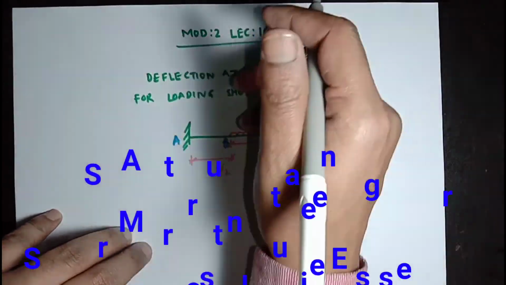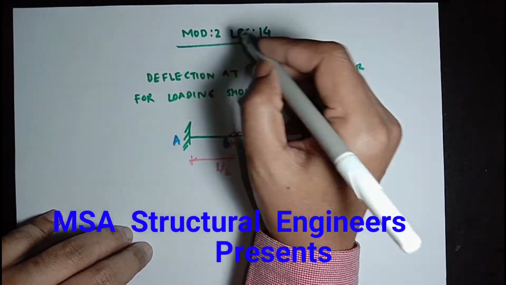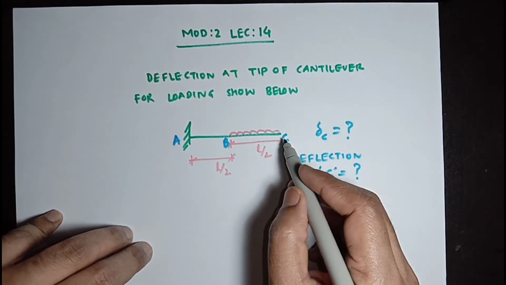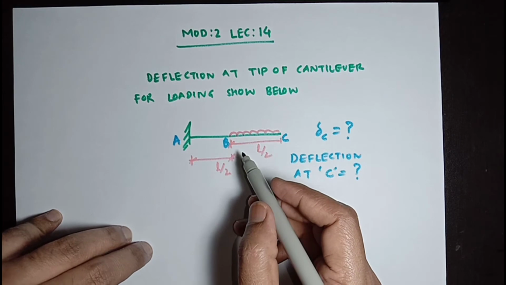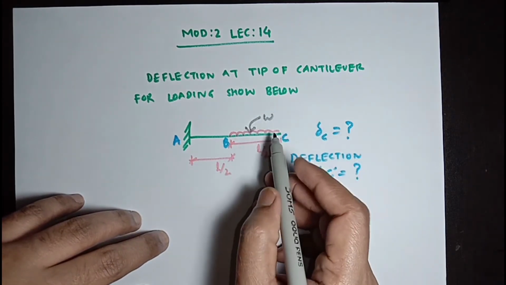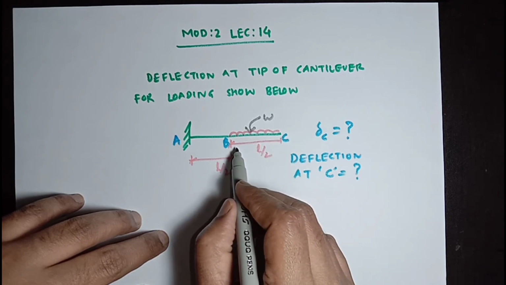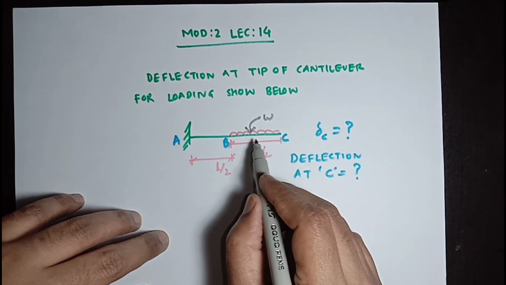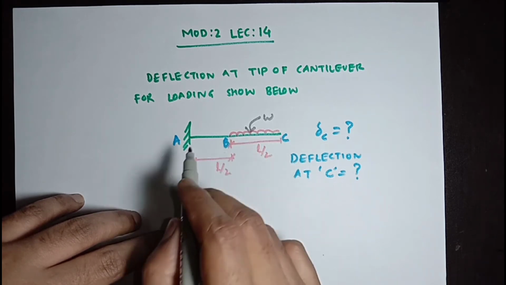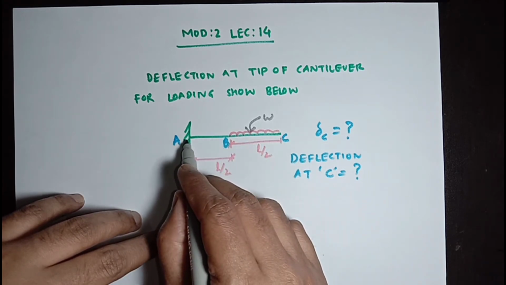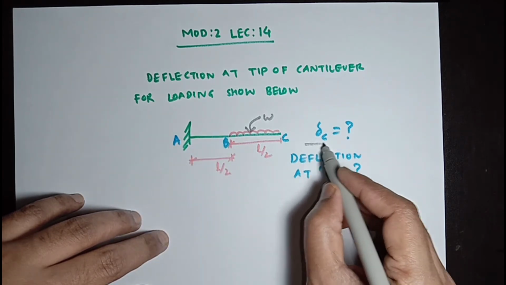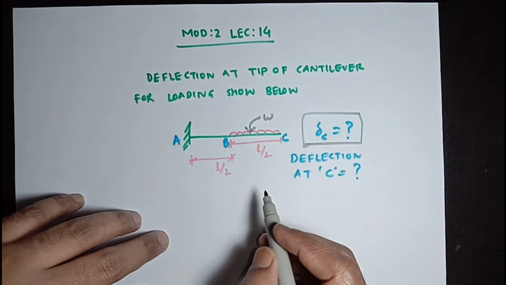Dear friend, I am here with lecture 14 of module 2, in which I am going to find deflection at point C, which is the tip of this cantilever beam, which is subjected with a UDL value of W, which is acting at a distance of L by 2 from point C. You can say from the tip of this cantilever beam to the mid of this beam, and the rest of this beam from B to the support will have no load, and our objective is to find deflection at point C.